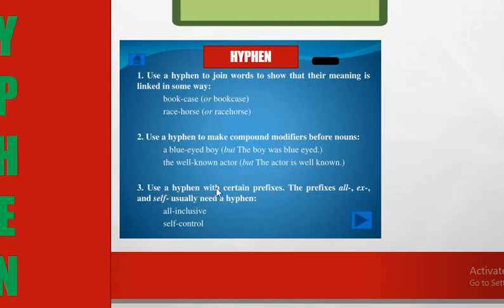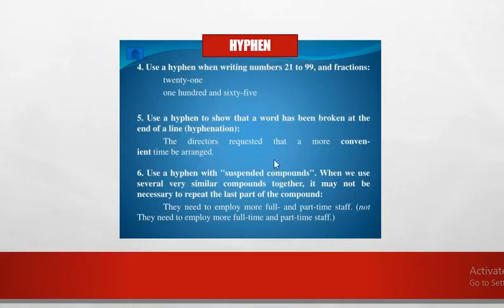We also use a hyphen with certain prefixes. The prefixes all, ex, and self usually need a hyphen: all-inclusive, self-control. We also use a hyphen when writing numbers 21 to 99 and fractions: twenty-one, one-hundred-sixty-five.